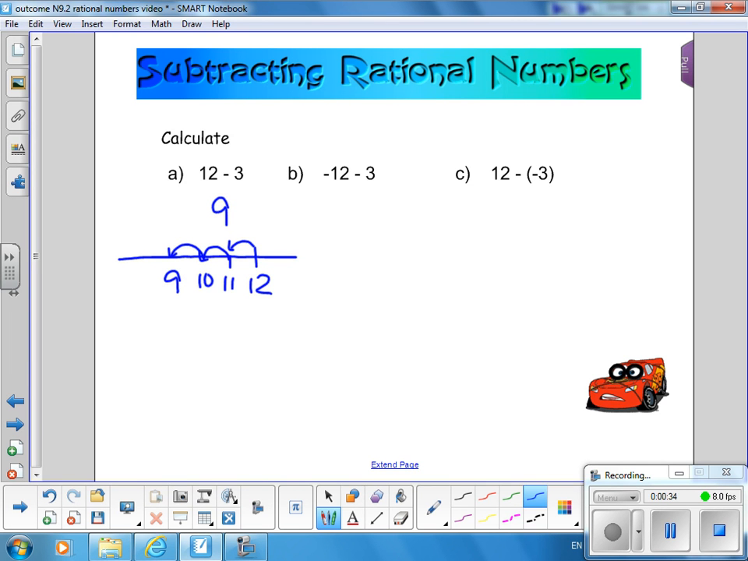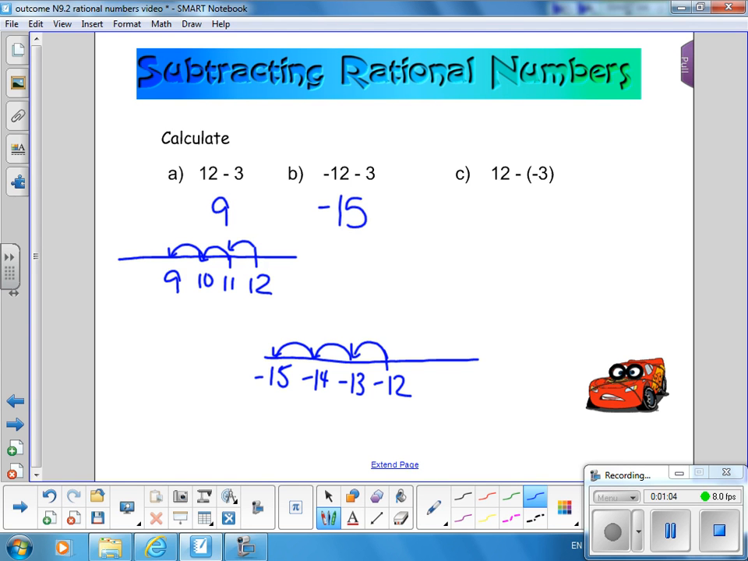Negative 12 subtract 3 sometimes confuses people. So let's go again. We're on a number line now, and we're at negative 12. Just as in the first example, subtraction means move backwards. Backwards on the number line, or left, is getting smaller. So negative 12 subtract 3 would give us negative 15.